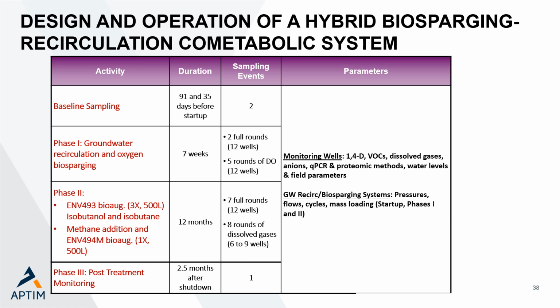We then, in phase 2, bioaugmented with ENV 493 on 3 separate occasions, and we injected 500 liters of culture that was grown up in our lab here in Lawrenceville, New Jersey, along with isobutanol, followed by isobutane. We did a one-time bioaugmentation with ENV 494M, again a 500-liter volume of that culture, and then we did about 2.5 months of post-treatment monitoring.